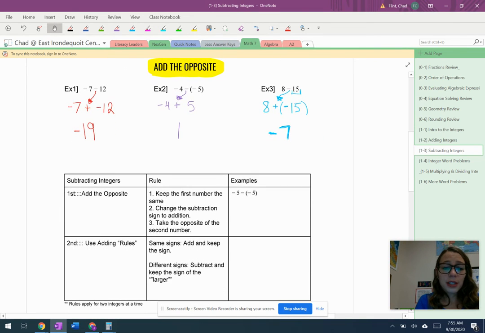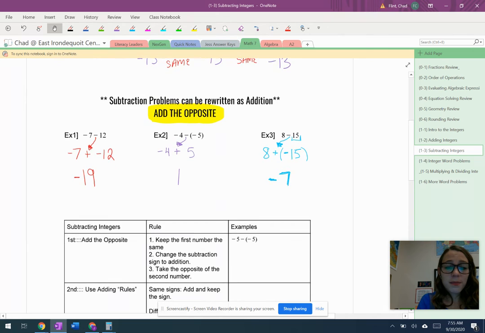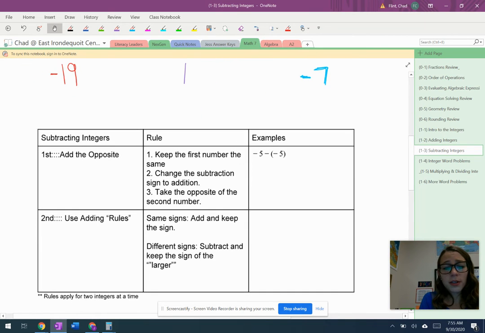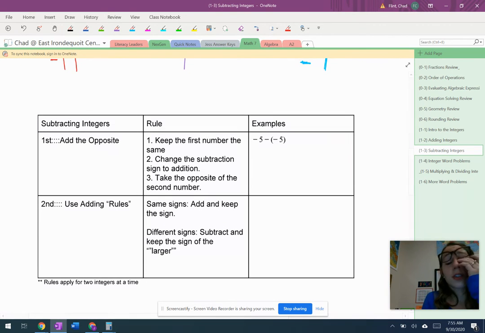So we got those 3 examples right there, and let's go ahead and do this last example in the box here instead of making a separate video for that, because we're just about done. So just like we went over, add the opposite. When I say add the opposite, these are the 3 steps that I mean. Keep that first number the same, so -5 stays exactly the same. That subtraction gets changed to addition, and the -5 turns to a +5 because that's the opposite of a -5.